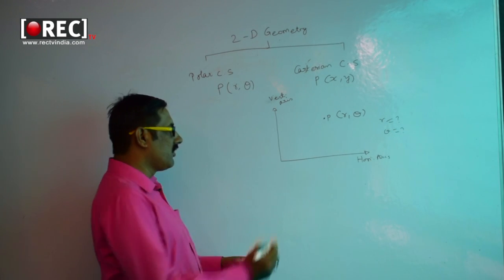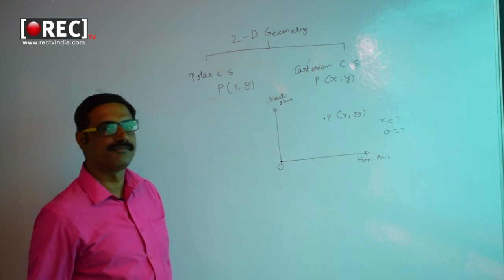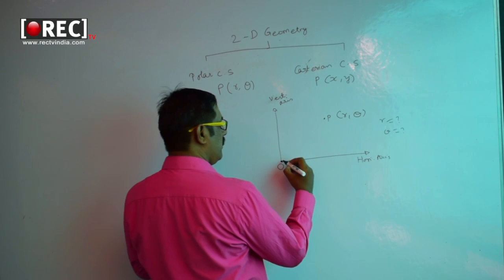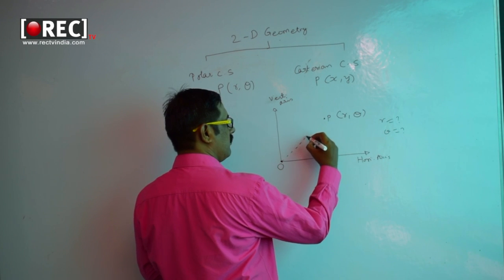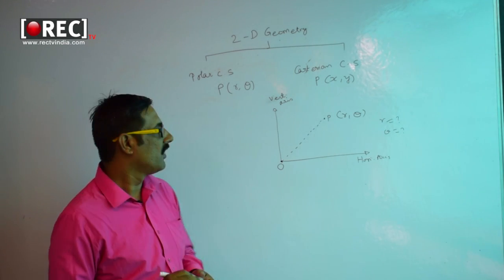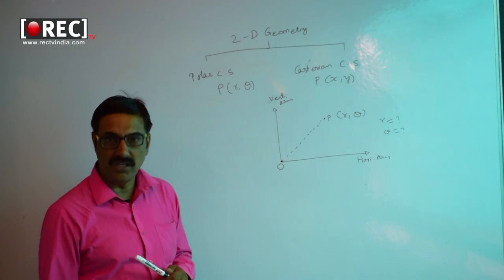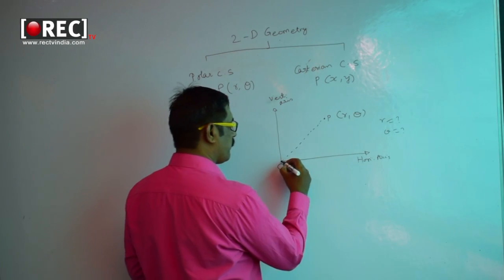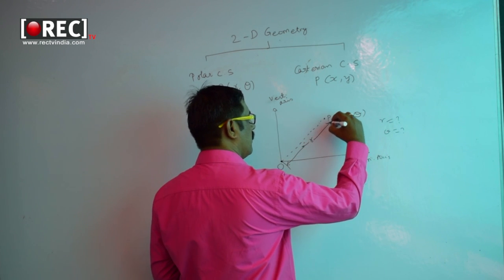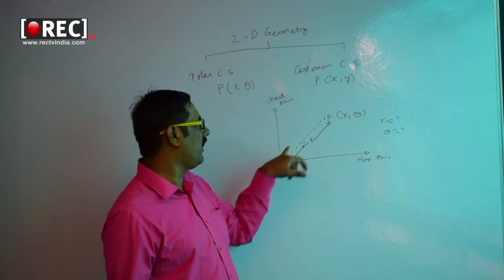So, this point represents the origin O. Join the point P with the origin O. The length of this OP would represent the radius vector r. So, r represents the distance between the origin O and the point P.